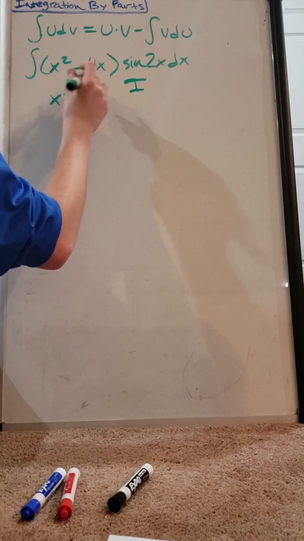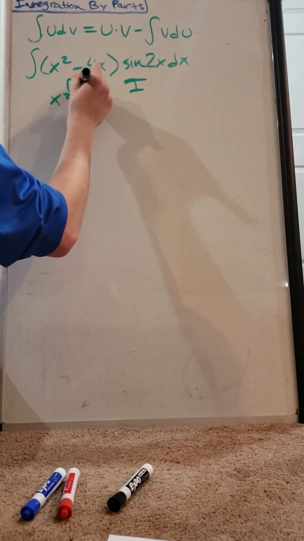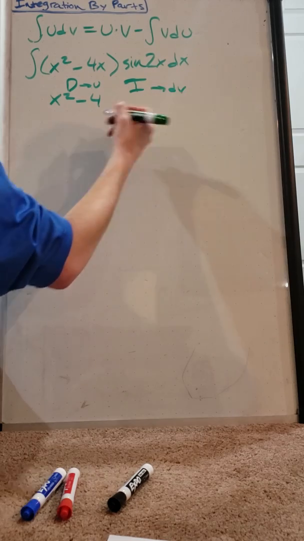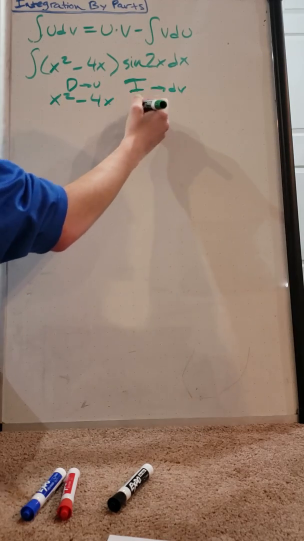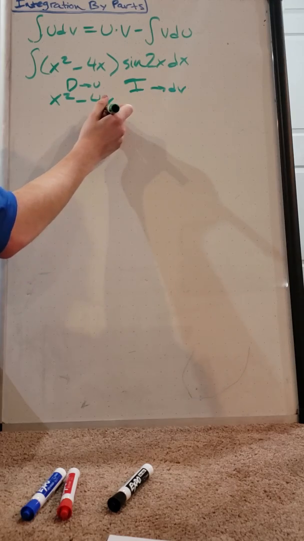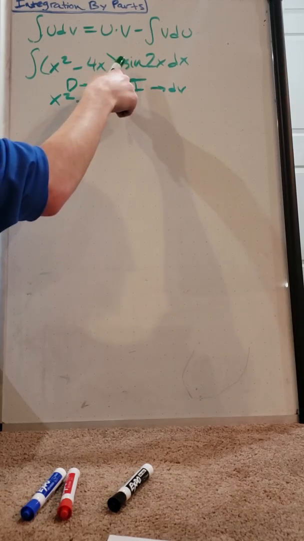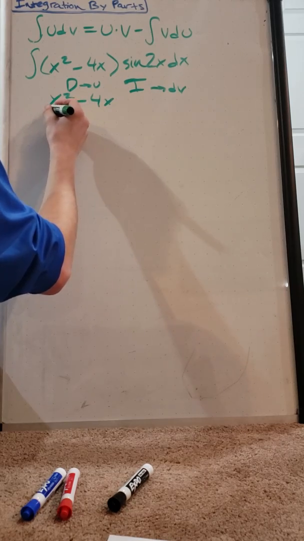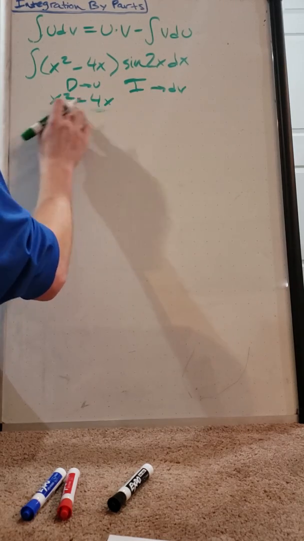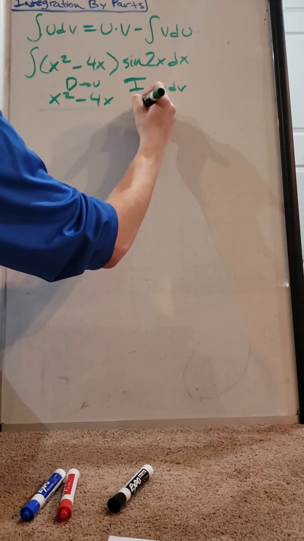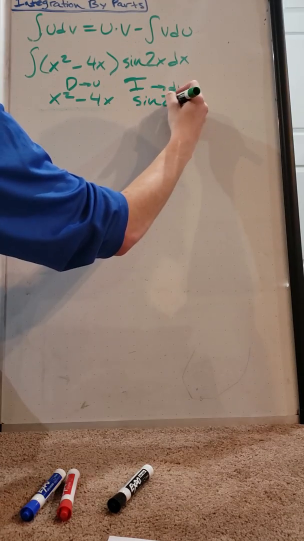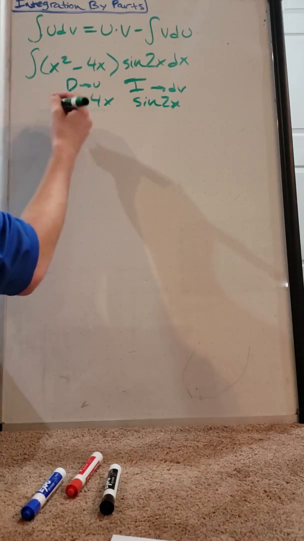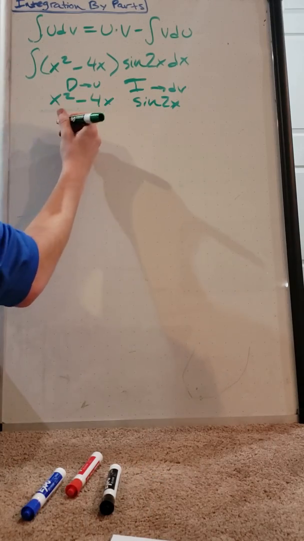This would be your u, and this would be your dv. Since this is the polynomial and that's a trig function, you put what you would substitute for u on the differentiate side, then put the rest on the integrate side, and then you just differentiate until you get to 0.